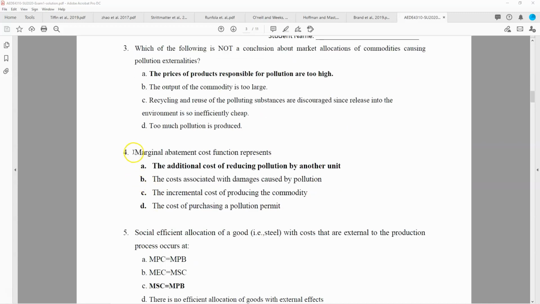And question 4, marginal abatement cost function represents what? The correct answer is A, the additional cost of reducing pollution by another unit. So when we are talking about marginal, like the marginal cost, marginal benefit, we are always talking about the value of another unit. For example, in assignment 1, the marginal abatement cost represents the extra cost for 1 more unit of pollution. So here the correct answer is A.